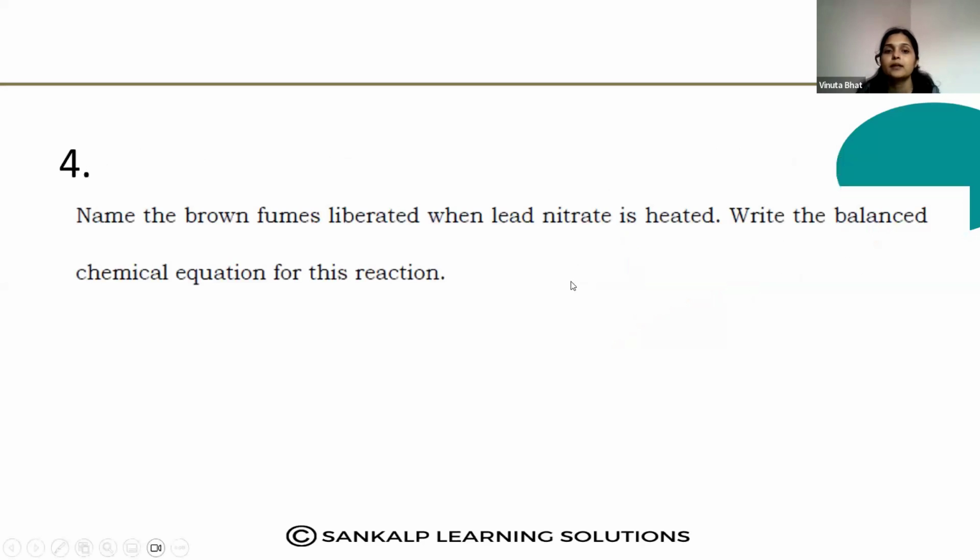Next question. Name the brown fumes liberated when the lead nitrate is heated. Write the balanced chemical equation for this reaction. When the lead nitrate, Pb(NO3)2, is heated, write the balanced chemical equation and name the brown fumes. Which fumes are released when this chemical reaction takes place? So that we have to write. Please note down this question.